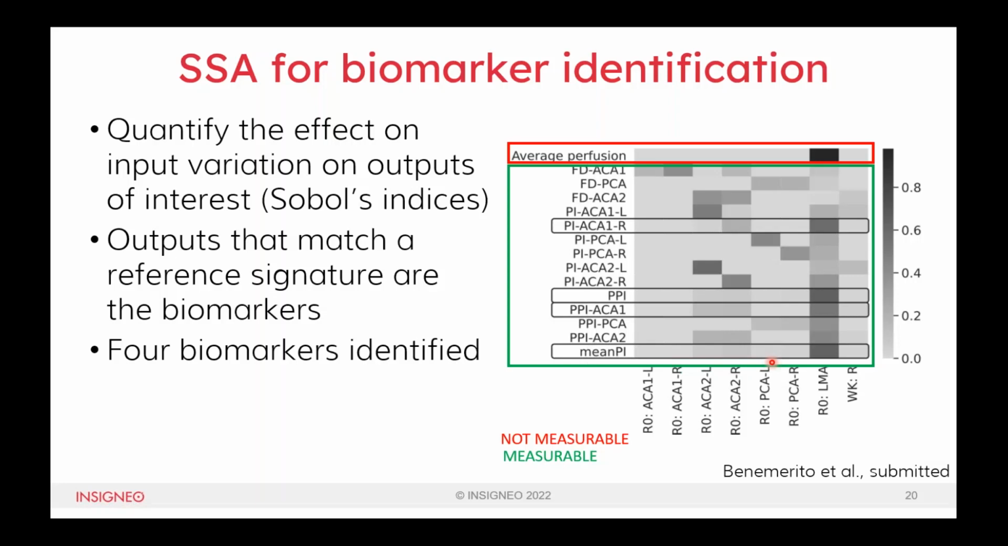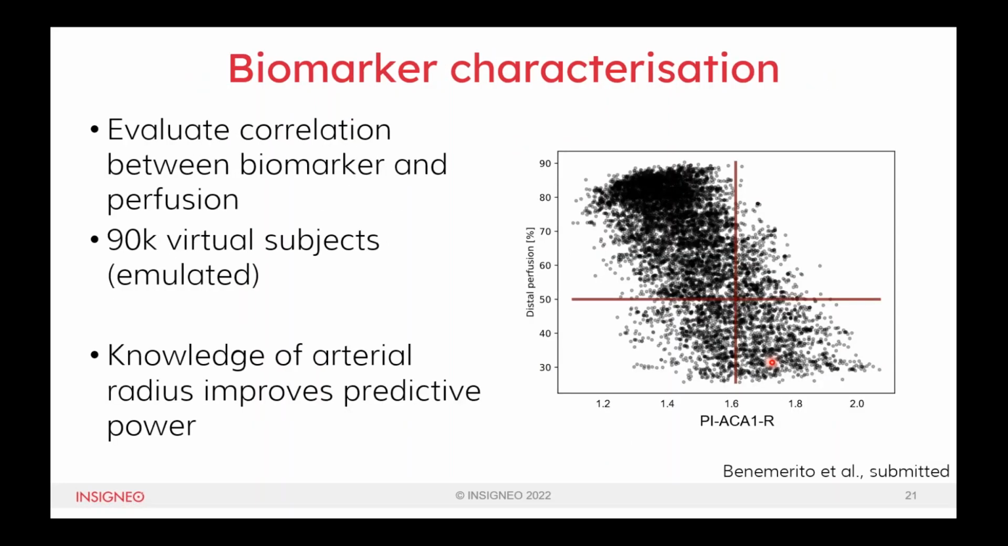And after having identified the biomarkers, we generated another large population of subjects to test how the biomarker behaved. And again, we generated all of these subjects using the emulator. And what we found is that the biomarkers could not predict exactly the level of perfusion, and this is a consequence of the fact that there is dependency also from other parameters of the model.